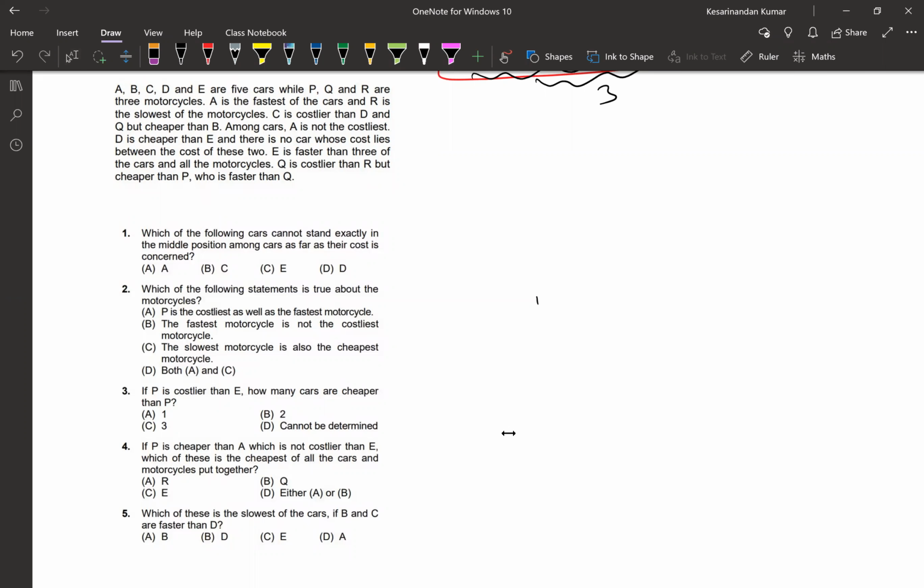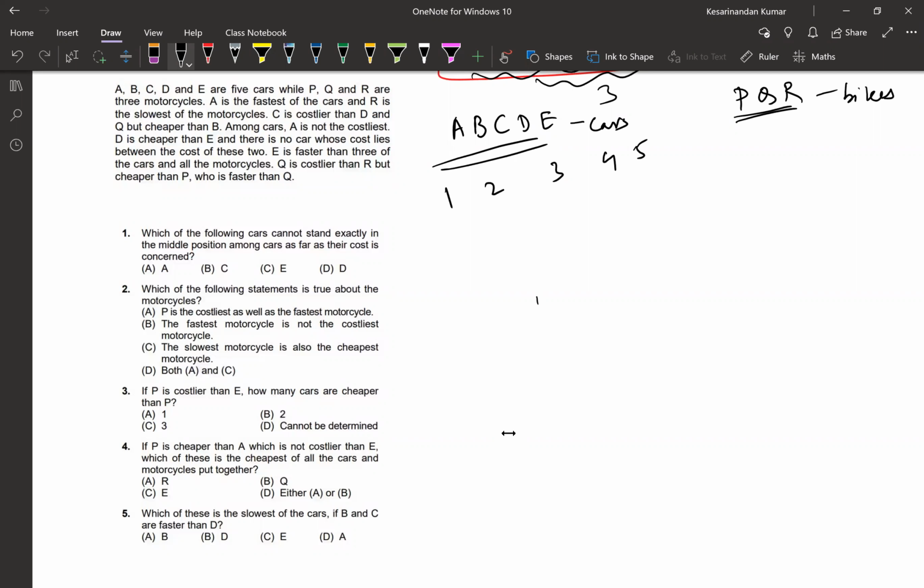Okay, let's see. A, B, C, D, E are 5 cars. P, Q, R are 3 bikes. So we'll have A, B, C, D, E as cars and P, Q, R as bikes. Perfectly fine. A is the fastest of the cars. Okay, let's have our orders 1, 2, 3, 4, 5. If we can fix, then fix. A is the fastest of the cars.